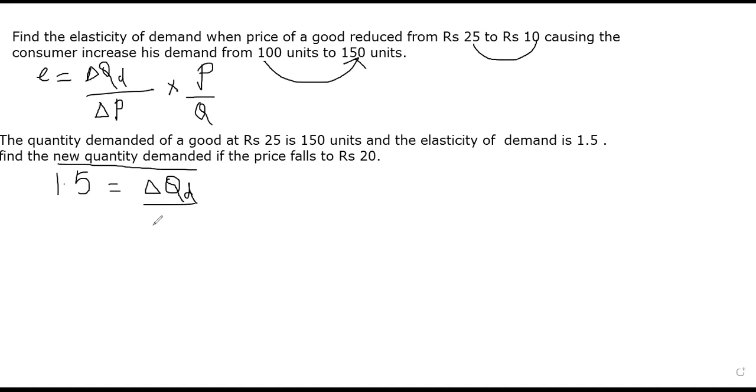Now, the change in price is obviously given as 25 to 20. There is a decline of 5 rupees, into initial price, which is 25, and initial quantity, which is 150.